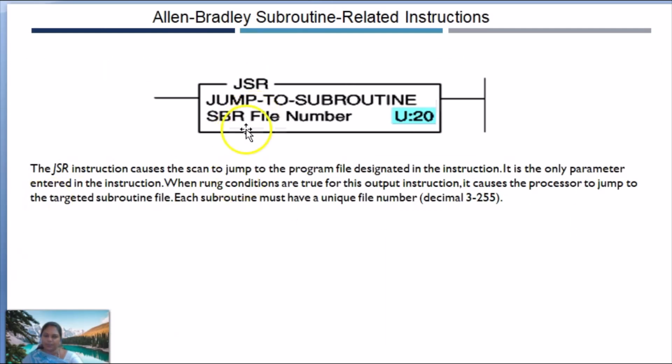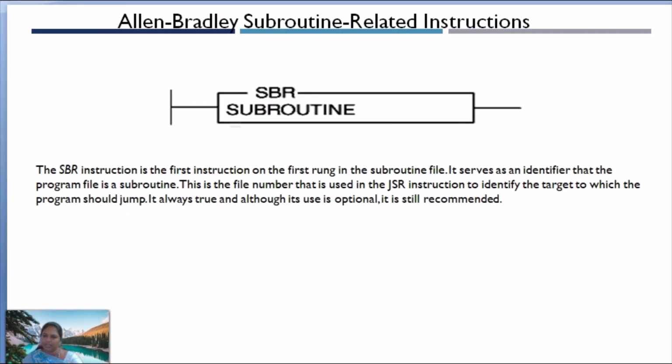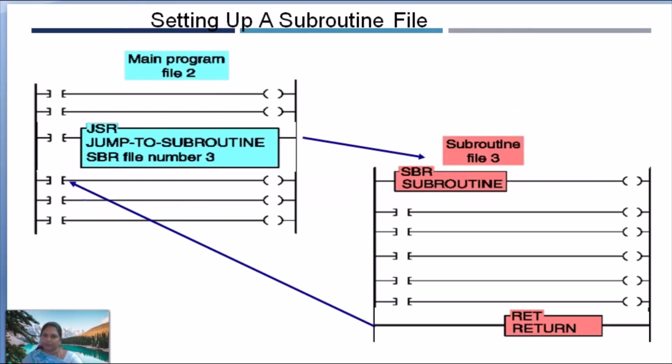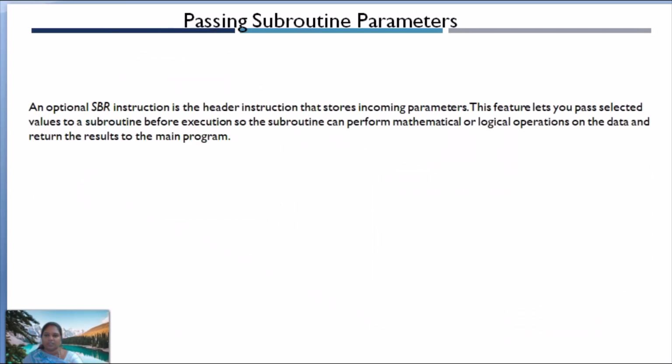For jump to subroutine, we have to mention the SBR file number here. This is setting up a subroutine file. So JSR SBR file number 3. Whenever the rung sees JSR, it immediately goes to file number 3. The program is executed sequentially, then again it returns back to the rung after the JSR rung. This is the process here.